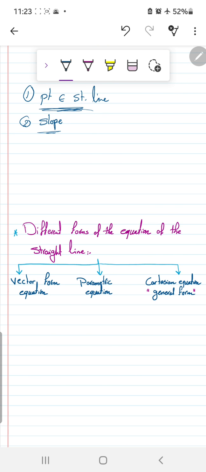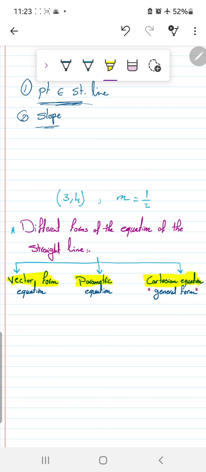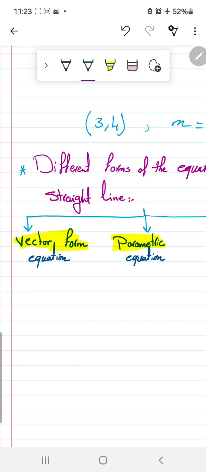Okay, here let's set the point to be (3, 4), and the slope, for example, will be half. Okay, we have here 3 forms of the equation: the vector form, the parametric form, and the Cartesian equation or general form. Okay, first we will talk about the vector form.